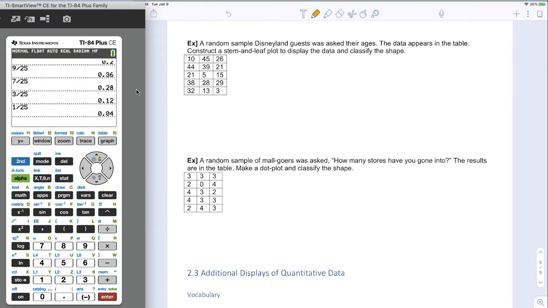A random sample of Disneyland guests was asked their ages. The data appears in the table. Construct a stem and leaf plot to display the data and classify the shape. So a stem and leaf plot will divide the data into 2 pieces, a stem and a leaf. Because many of these are 2 digits, I would say the stem will be the tens place and the leaf will be the ones place. So the lowest age is 3, the highest it looks like is in the 40s. So my stems will have to go from 0 to 4.